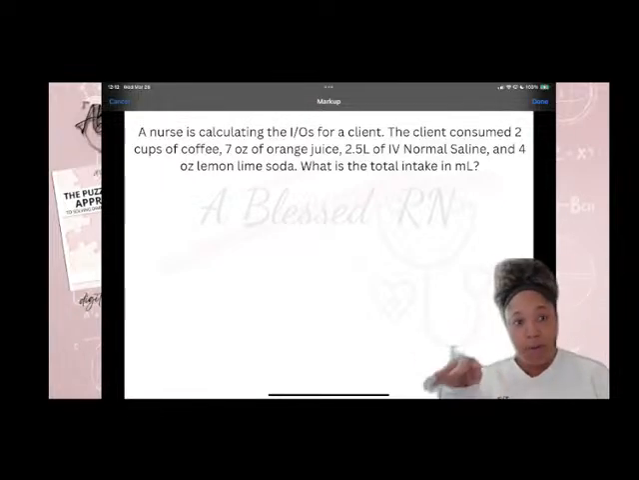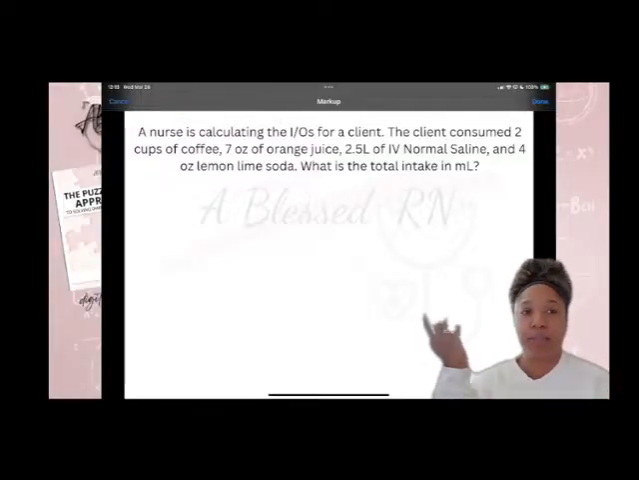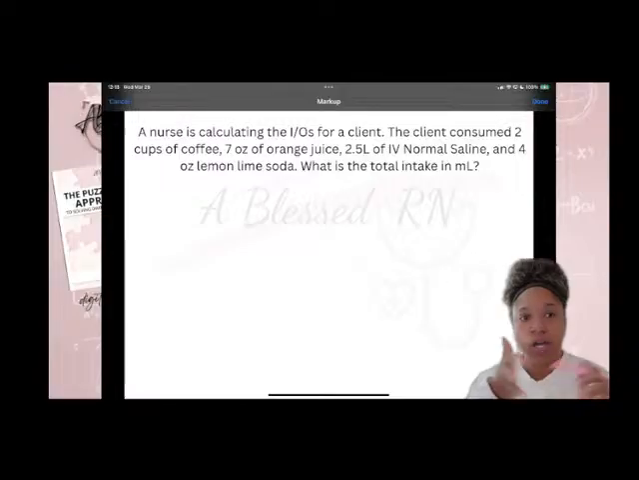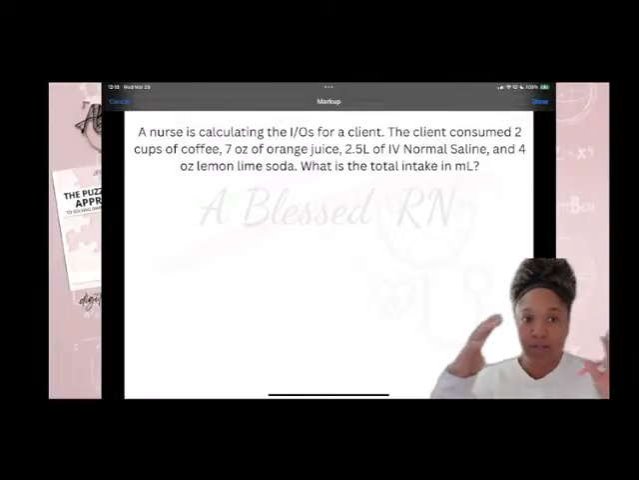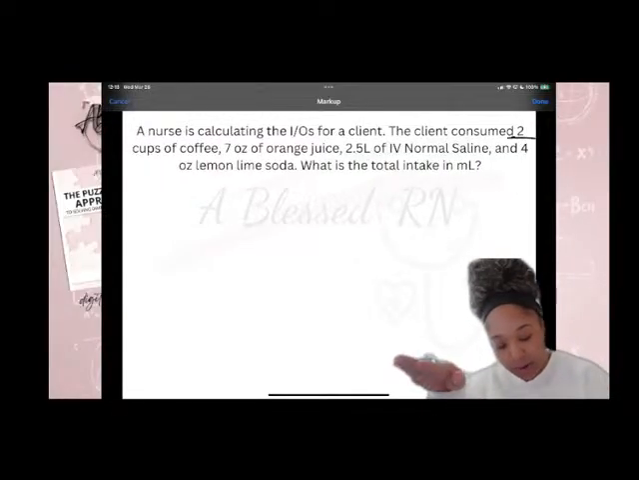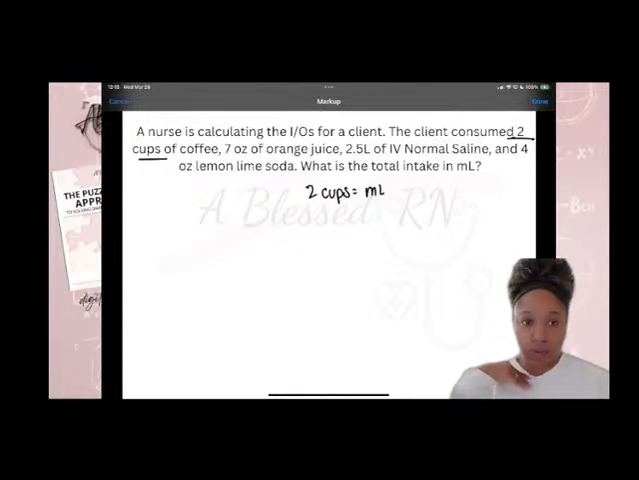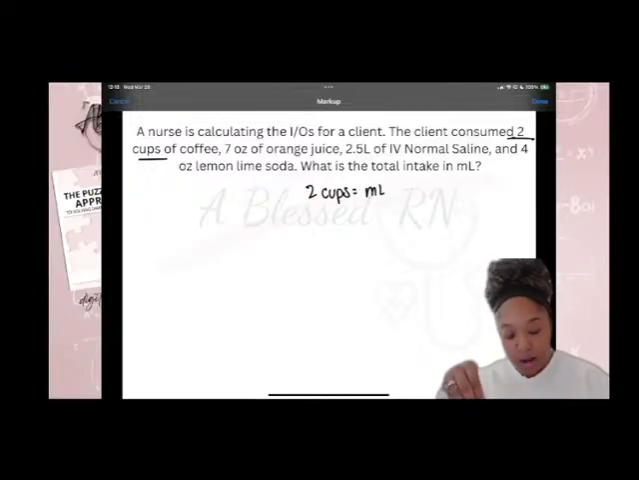What we are doing now, and until kingdom come, is not math per se. We're solving puzzles. When you get a puzzle, it comes in a box. That box has a picture. Your picture is what your puzzle is supposed to look like. That is going to be your goal. Your goal is what the question is asking you. So for this first part, we're going to convert 2 cups of coffee. So 2 cups equals how many milliliters? That means our goal is milliliters.